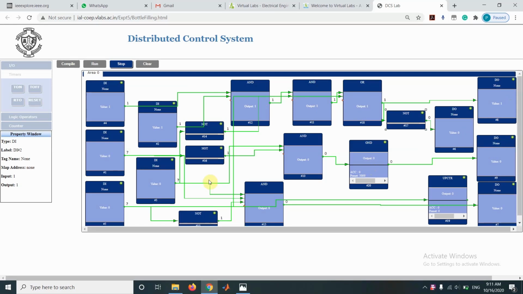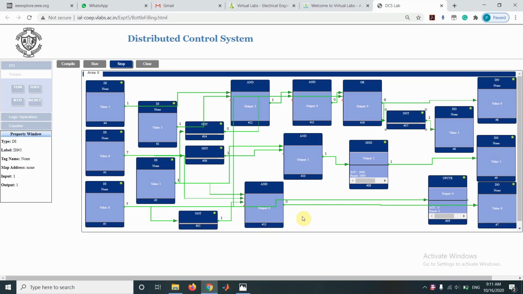Now assuming that the bottle has reached the position right below the solenoid valve, we toggle the limit switch. Now this timer initiates, pneumatic cylinder is on and conveyor motor is off. And when this timer has reached its preset value of 5 seconds, the solenoid coarse valve starts filling the bottle.